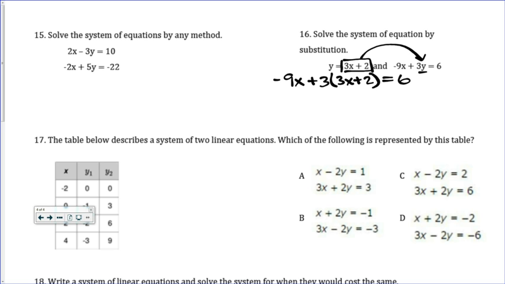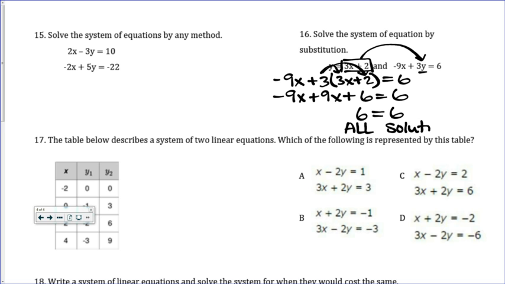Okay, and then let's simplify. So we have -9x. I'm going to distribute. 3 times 3x is 9x. 3 times 2 is 6. -9x plus 9x cancel, and you're left with 6, and 6 equals 6. Since I have both sides equal, I can say all solutions.